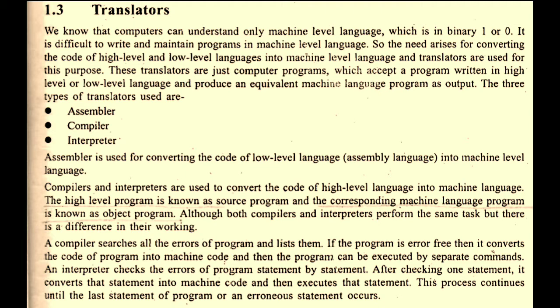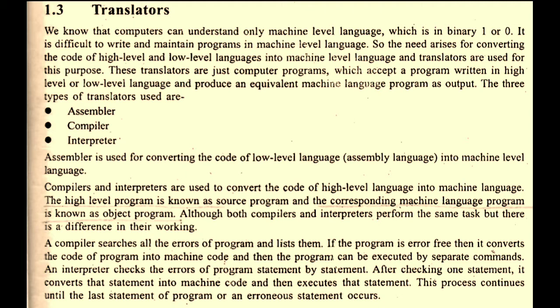A compiler searches all the errors of program and lists them. If the program is error free, then it converts the code of program into machine code, and then the program can be executed by separate commands.